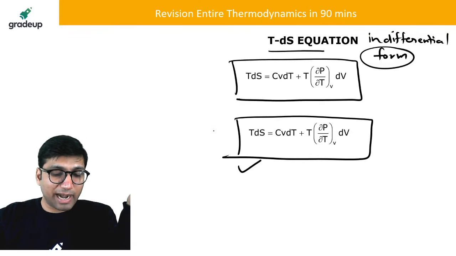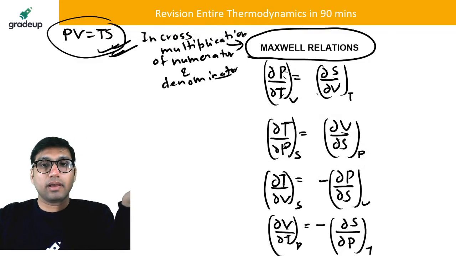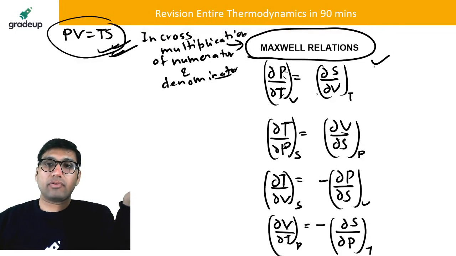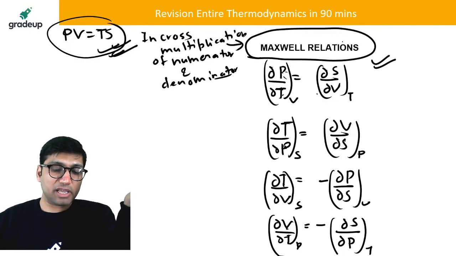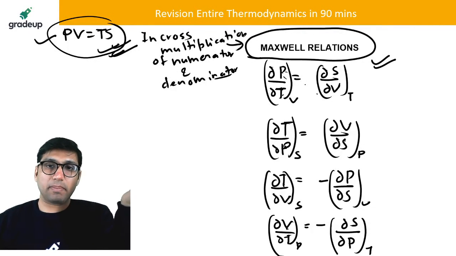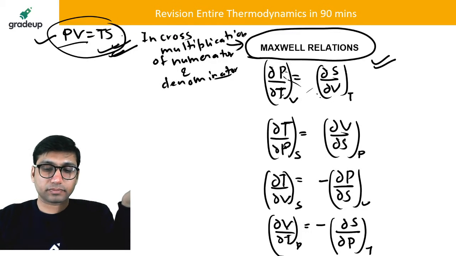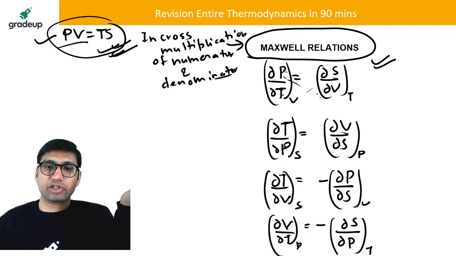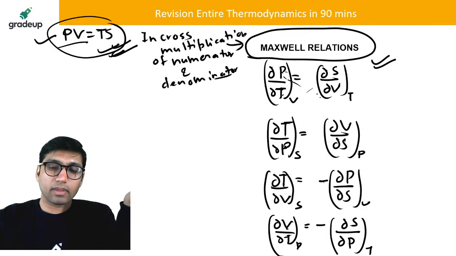Have you understood how to write Maxwell equations? Yes. In just 1 minute you can write all the Maxwell equations by just remembering this. Cross multiplication of the terms, you have to match PV is equal to TS. And whenever it is a ratio of T by V and V by T, you have to put a minus sign on the other side.